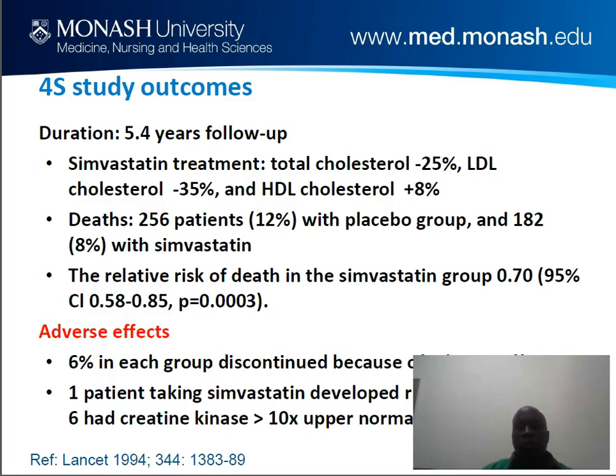Now, it's also important to understand in this study that the relative risk of death in the simvastatin group was 0.7. Meaning that the risk was very low, because any risk rate below 1 is low, and anything above 1 is high.